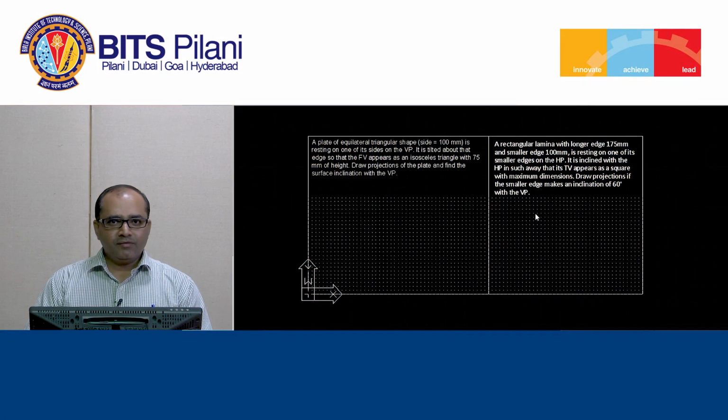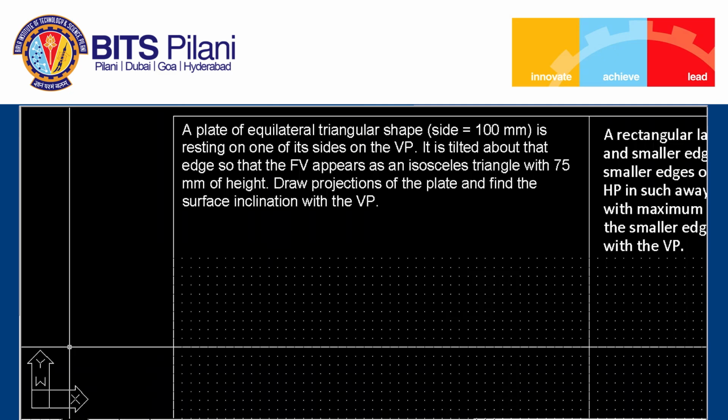Hello everyone. So today we will discuss two problems on projection of planes. First problem: a plate of equilateral triangular shape, side 100 millimeter, is resting on one of its sides on VP. It is tilted about that edge so that front view appears as an isosceles triangle with 75 millimeter of height. Draw the projection of planes and find the surface inclination with vertical plane.